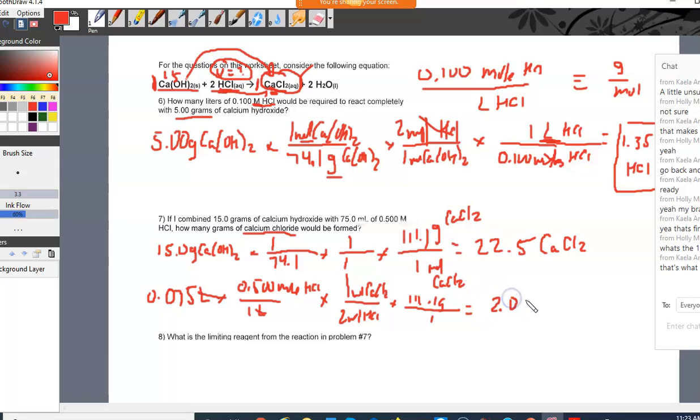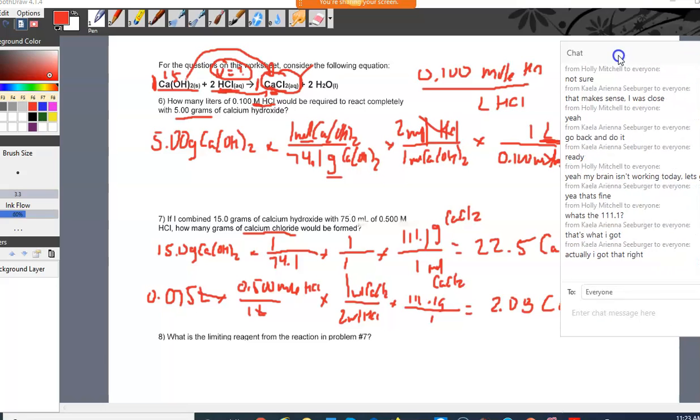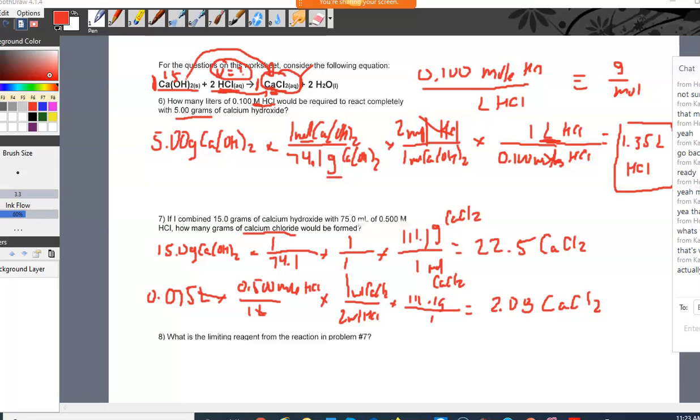.08. What do you guys get? It's so much smaller than the one above. Actually, I got that right. Oh, good. Did you get the 2.08 too? They seem like such drastic differences, but it looks like 1, 2, 3 times 0.5.